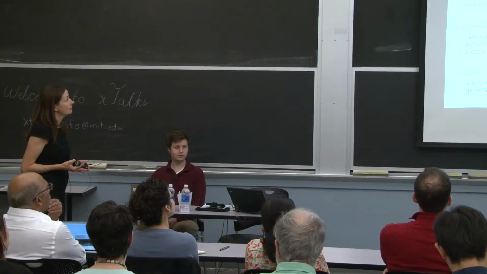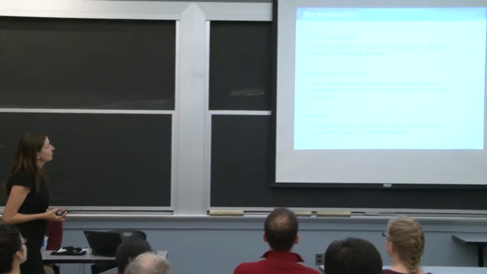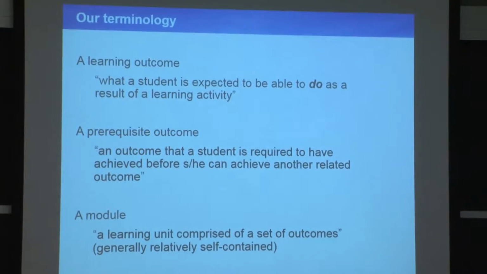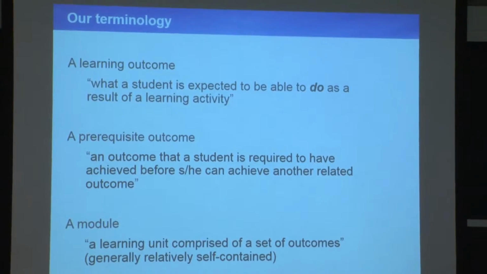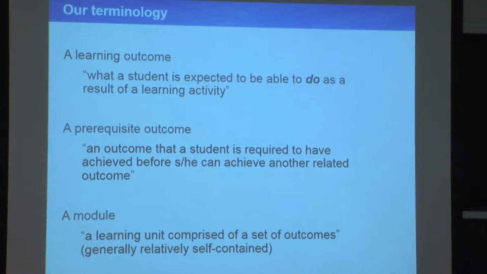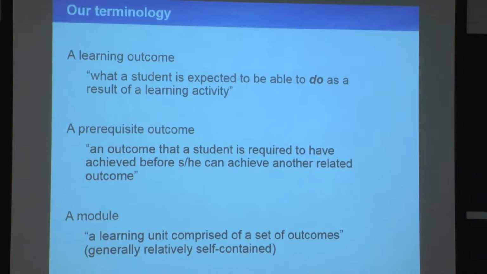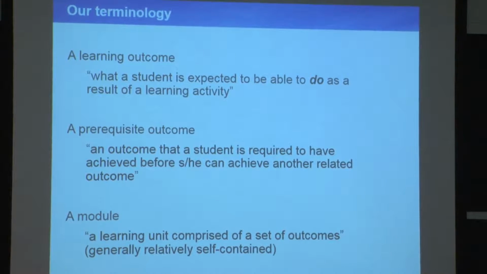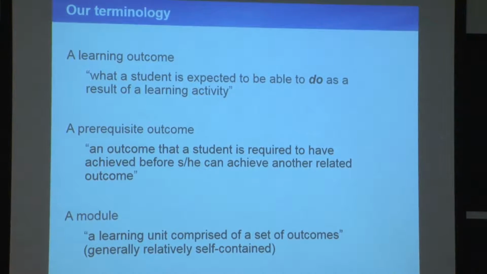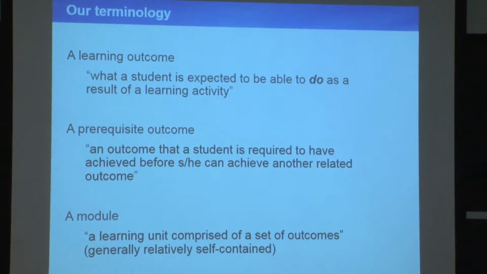So before I get started, just a little bit of terminology. So what is a learning outcome? We define a learning outcome consistent with definitions in the literature, what a student is expected to be able to do as a result of a learning activity. And that emphasis on the do, on the verb, is very important as we think about creating learning outcomes. We'll also be talking about a prerequisite outcome, which we define as an outcome that a student is required to have achieved before he or she can achieve another related outcome.